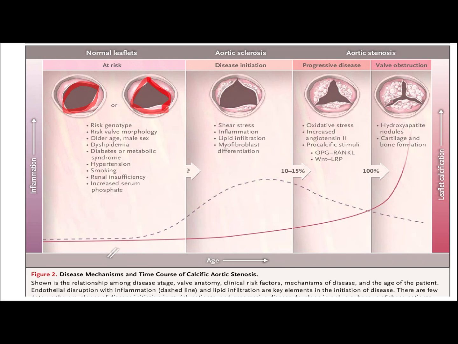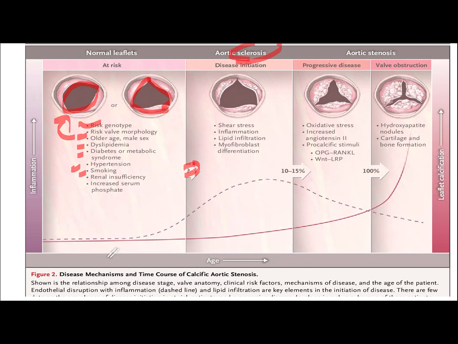Now what are the risk factors? As I already told you, they are the risk factors of atherosclerosis, like the risk phenotype, risk valve morphology such as a bicuspid aortic valve, dyslipidemia, diabetes, hypertension, and smoking. These are all the risk factors of atherosclerosis which are present in a patient with aortic stenosis, and these risk factors will eventually lead to aortic sclerosis.